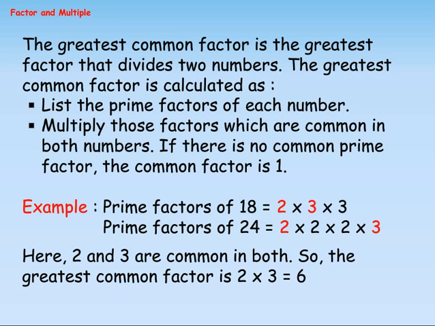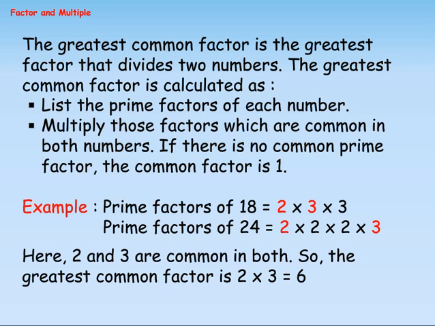The greatest common factor is the greatest factor that divides two numbers. The greatest common factor is calculated as: list the prime factors of each number. Multiply those factors which are common in both numbers. If there is no common prime factor, the common factor is 1.